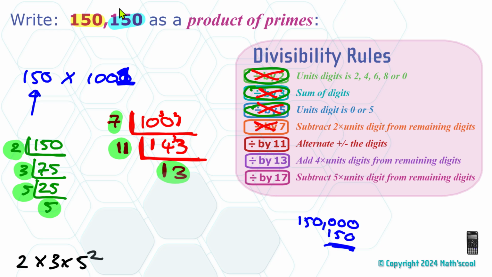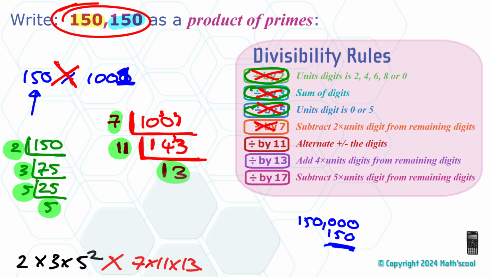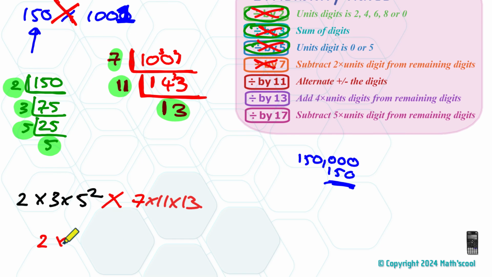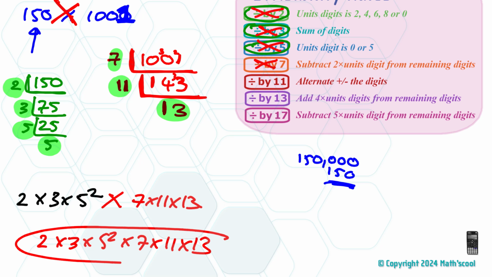So that's 7 times 11 times 13, and then we want to multiply these two numbers together to get this number, and so the prime factors are 2 times 3 times 5 squared times 7 times 11 times 13. So they're the prime factors of 150,150.